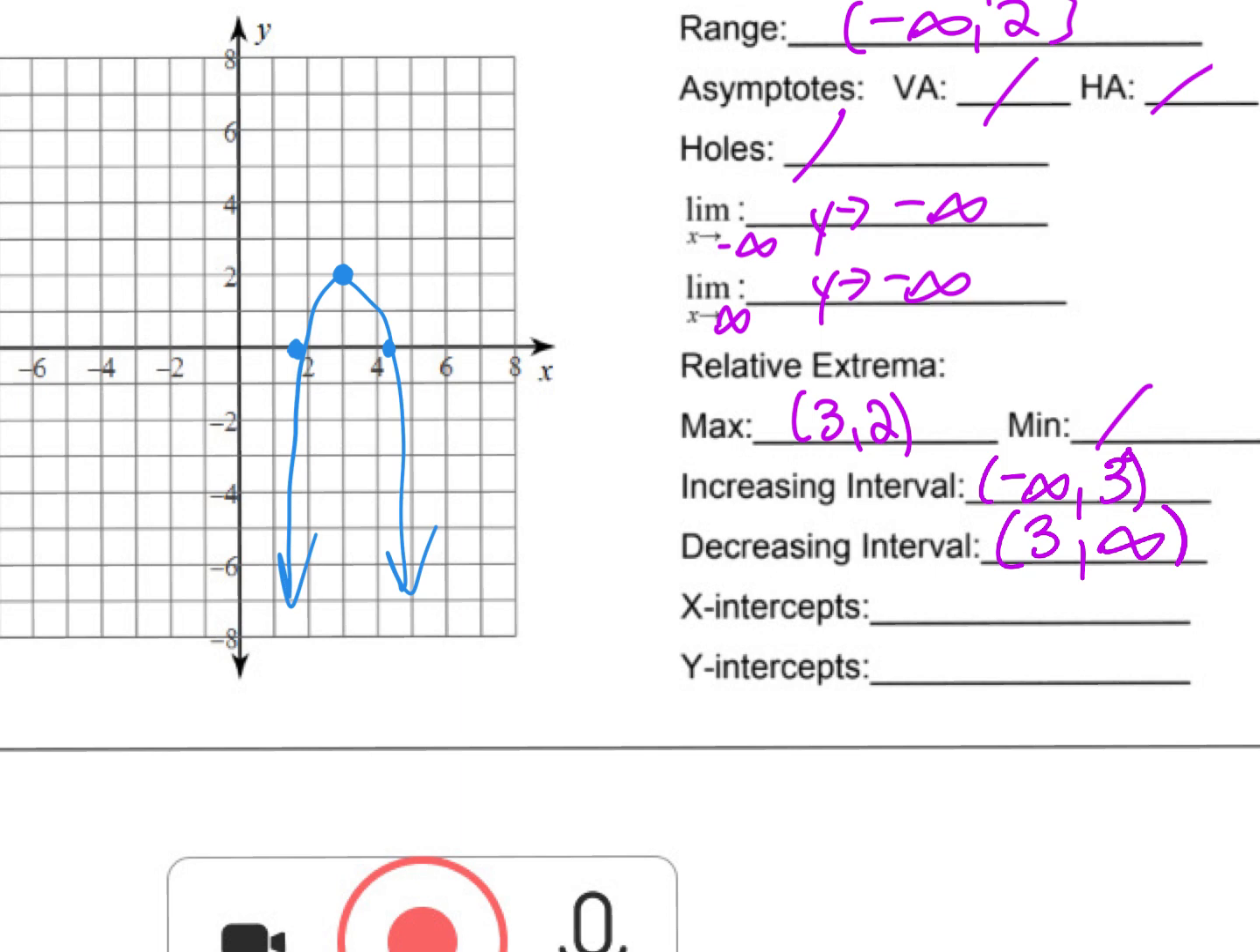Okay. X and Y intercepts. Quickly. What we got? 1.5860. Okay. Could you round it? I think it'd be 1.6, wouldn't it? Oh, yeah. Okay. 1.60 and 4.4. Okay, and then what about the Y intercept?